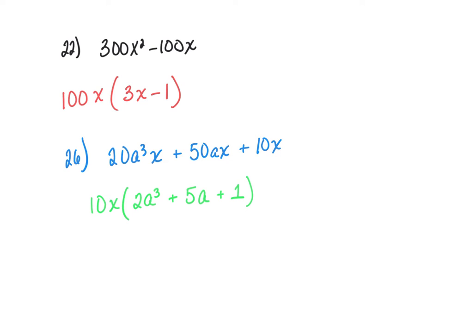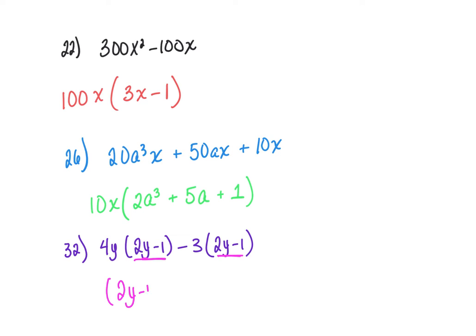All right. Number 32. For number 32, they give us kind of factored. We have 4y times the quantity 2y minus 1 minus 3 times the quantity 2y minus 1. We're now looking at the entire group here. So I look at what's in common here. What's in common is actually that 2y minus 1. So I'm going to take the 2y minus 1 out. And what do I have left over? I have the 4y here and the minus 3 here.